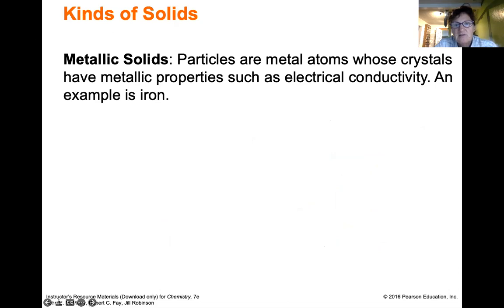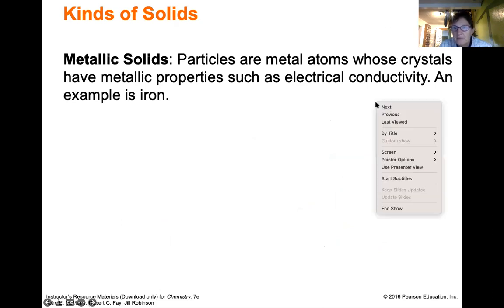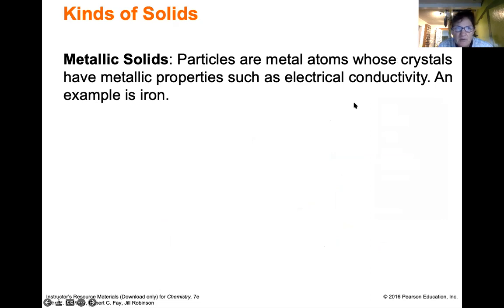Metallic solids: the particles are metal atoms, and they have metallic properties, such as they conduct electricity. An example is iron. So it's essentially all of the nuclei together, and the electrons are in a big orbital so that the electrons can flow over the whole system.